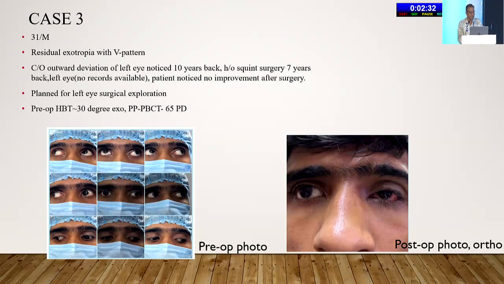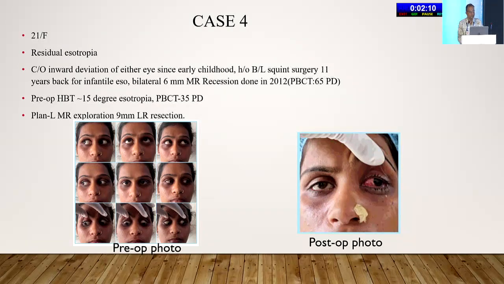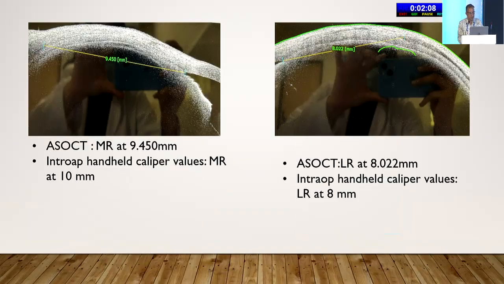This is another case, residual exotropia with V pattern, pre and post op photographs. And when ASOCT was done, the medial rectus was around 6.7 mm, and intra-op with handheld caliper it was at 7 mm, and lateral rectus was found at around 9.4 mm.